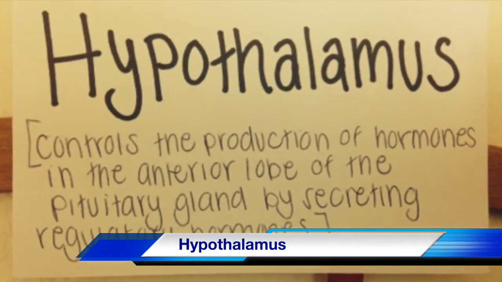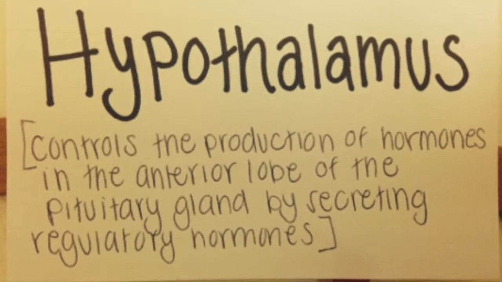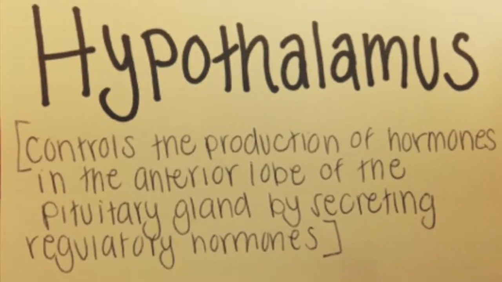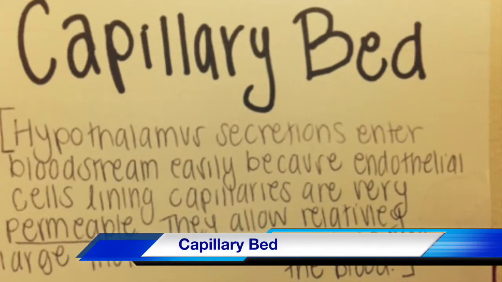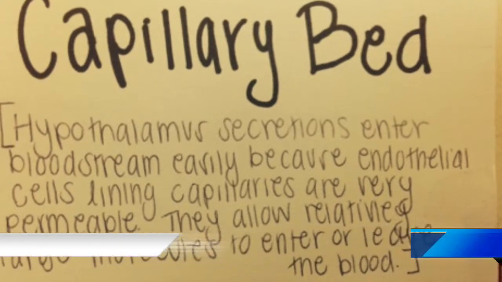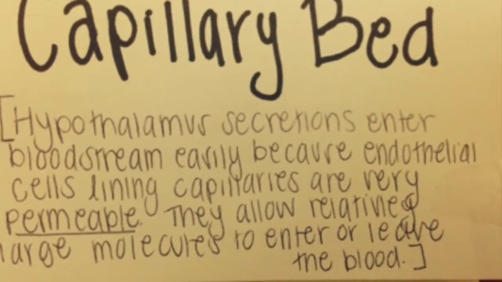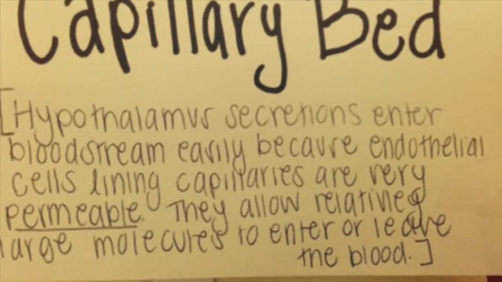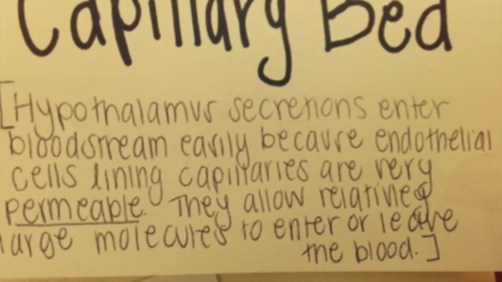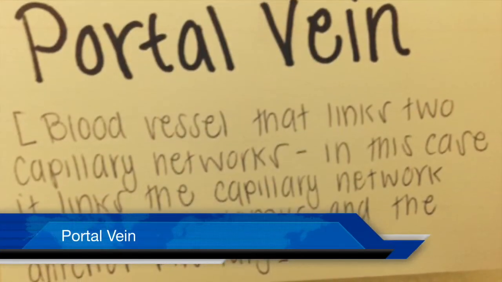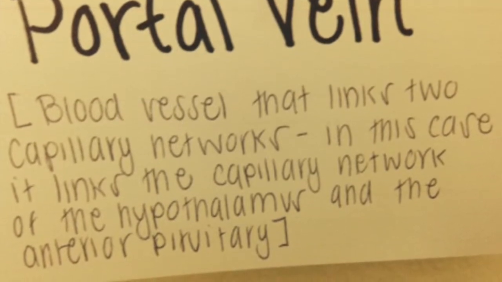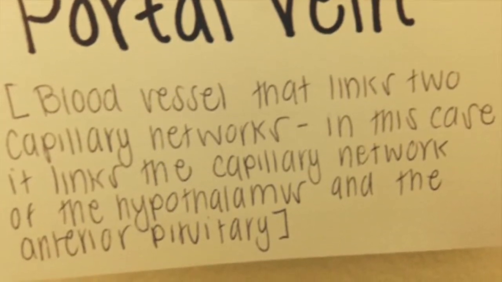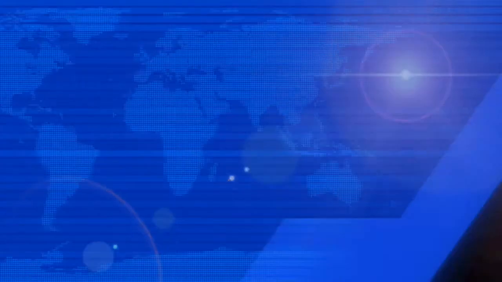We start with the hypothalamus, which controls the production of hormones in the anterior lobe of the pituitary gland by secreting regulatory hormones. The hypothalamus secretions enter the bloodstream very easily because endothelial cells lining the capillaries are very permeable. This means they allow relatively large molecules to enter or leave the blood. The hypophyseal portal system uses portal veins, where blood vessels line two capillary networks. In this case, it links the capillary network of the hypothalamus and the anterior pituitary.